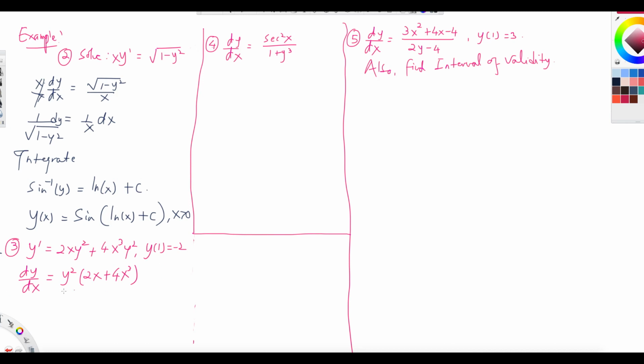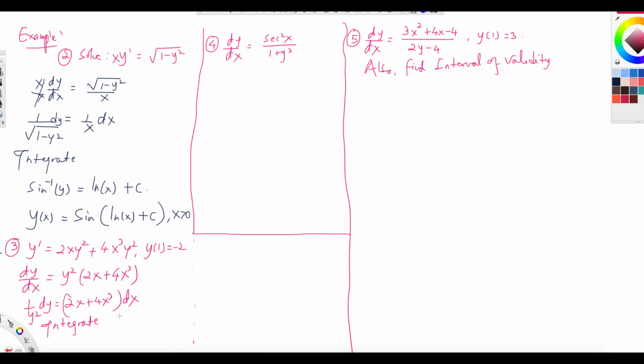Okay, so what do I do to separate y and x? I need to divide both sides by y squared, right? And I need to move this dx to the other side. So you can write 1 over y squared dy equals 2x plus 4x cubed dx. That's how we can write it, right? In the differential form. Now we need to integrate.